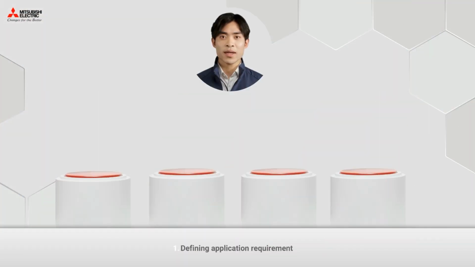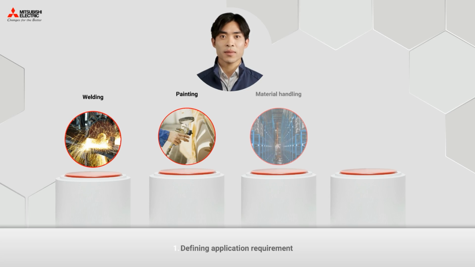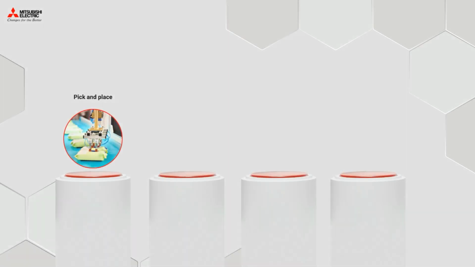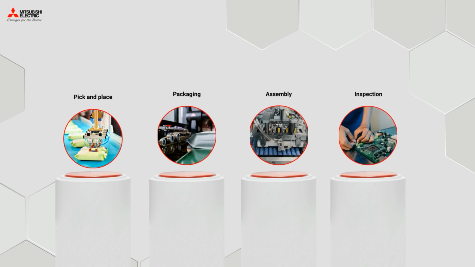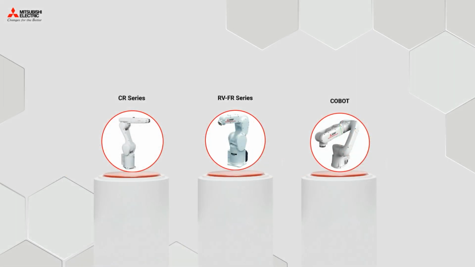Start by understanding the specific tasks the robot needs to perform. What are the desired outcomes? Be it welding, painting, material handling, palletizing, pick and place, packaging, assembly, inspection, we have you covered. The last 4 applications are the best environments for the presented robots.